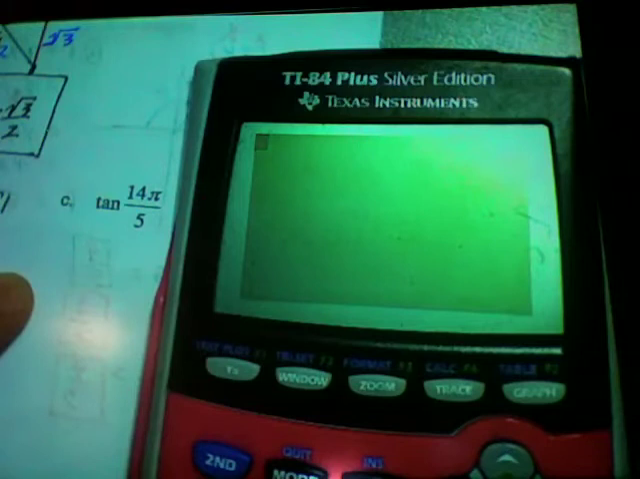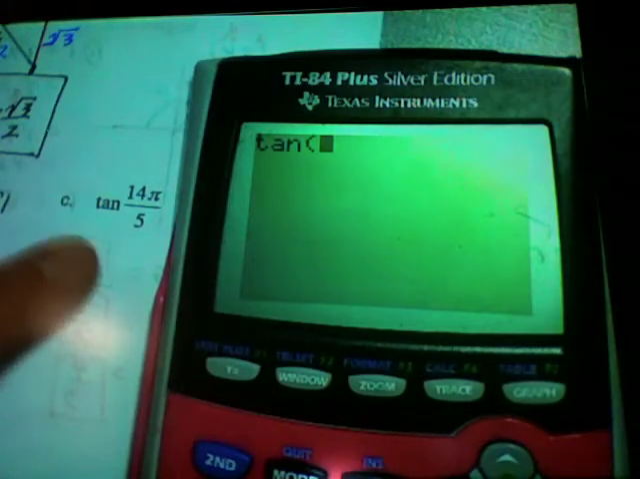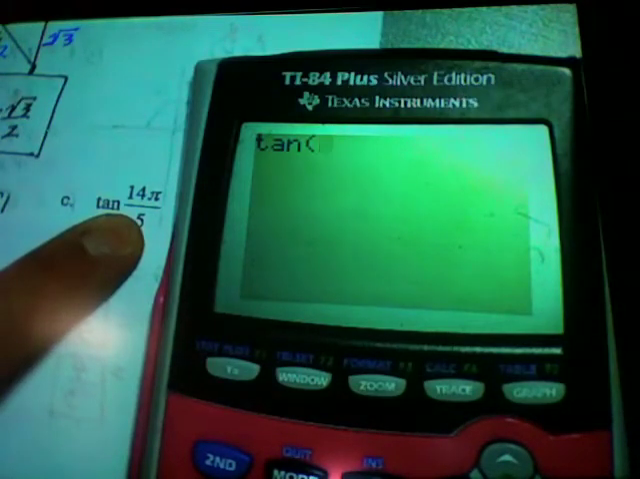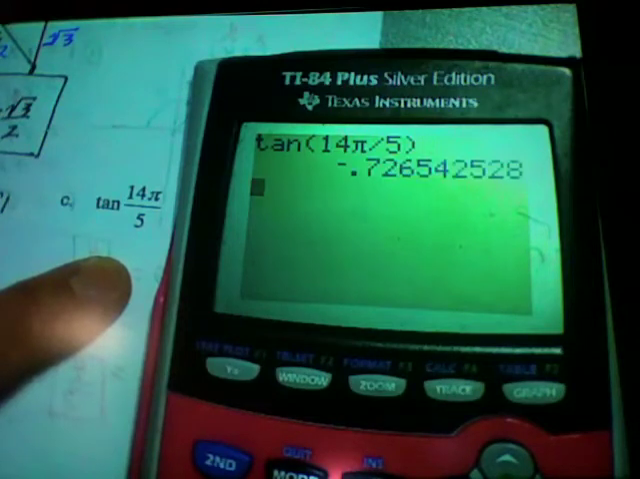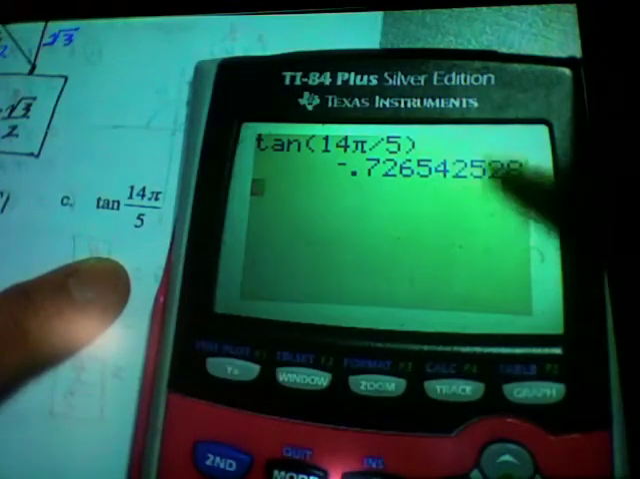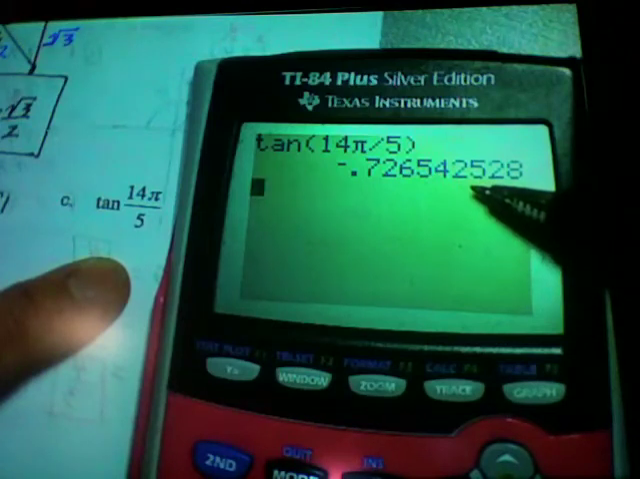And then I'm going to do just tangent. Please use the pi on the calculator, not 3.14. So 14, second function, your caret, gives you your pi, then divided by 5. Please finish out and close your parentheses. Now hit enter. This is giving us the same ratio as if it would be in degrees, by the way.